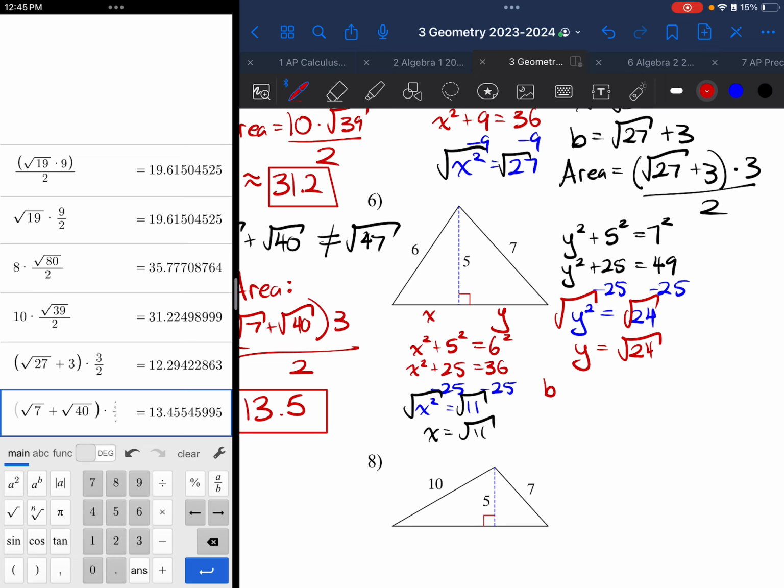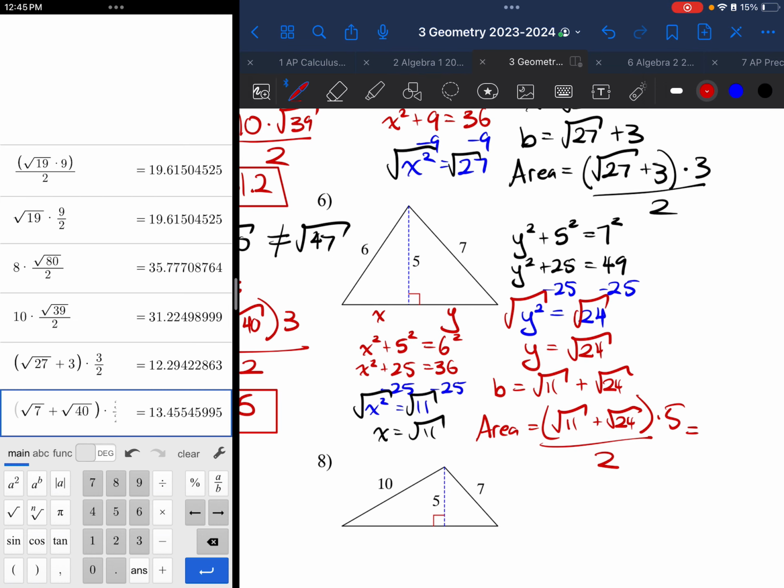So we have our base. The base, we add x and y together. We add square root of 11 and the square root of 24. So that means that my area of my triangle is base, which is square root of 11 plus the square root of 24. There's my base. I'm going to multiply it by the height. The height here is 5 because there's our height. And I'm going to divide all of that by 2. Do I have any room over here? I do. My answer will go right over here.